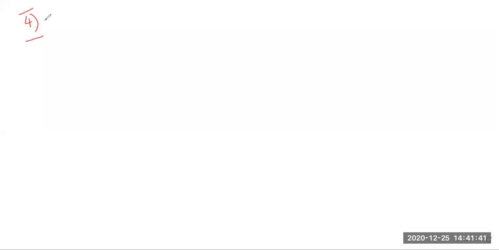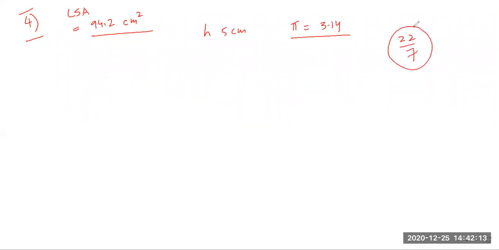We'll go to the fourth sum. The lateral surface area of a cylinder is 94.2 centimeter square, and its height is 5 centimeter. Find the radius of the base. Let us do this sum. It says use pi equal to 3.14. If pi is given, take 3.14. If it is not given, then you can take 22 by 7, but never take 22 by 35.